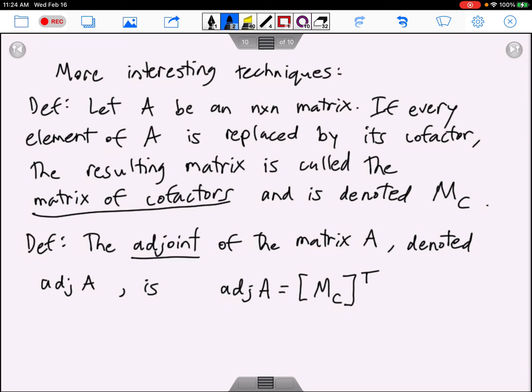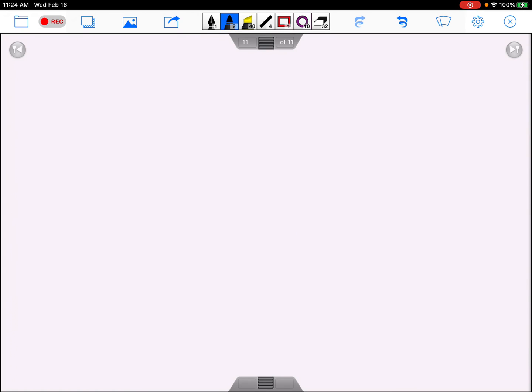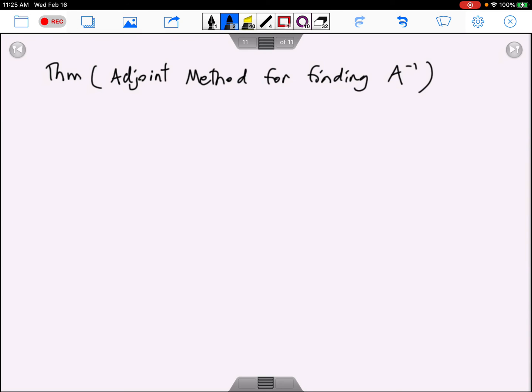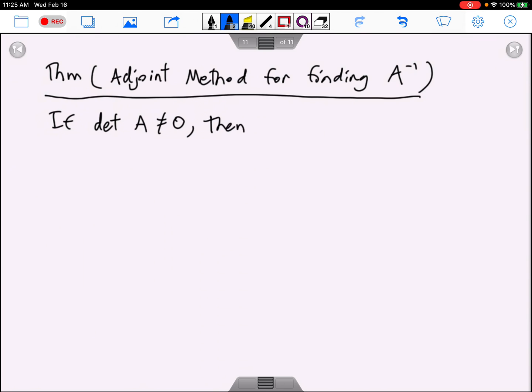Okay, so let's write this down on the next page. So theorem, this is called the adjoint method for finding the inverse of a matrix, it says if the determinant of A is not 0, then the inverse is equal to 1 over the determinant of A times the adjoint of A.